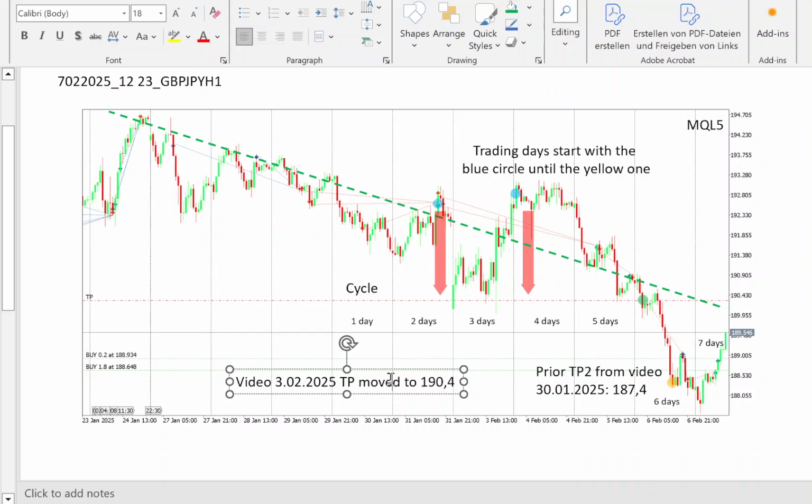So you see here we would have made around 500 pips from here to here. So from 192.57 to 187.4. Depending on when you entered, you could have made around 500 pips.